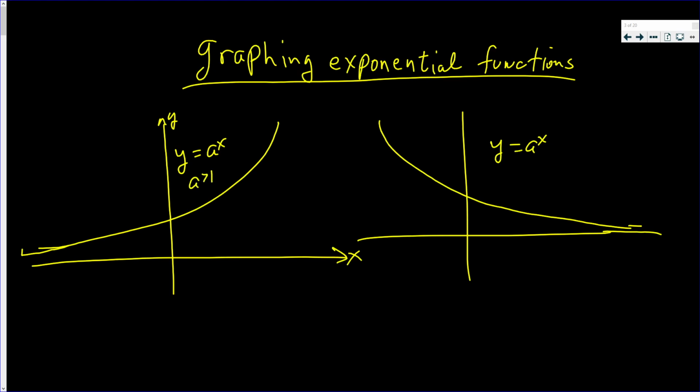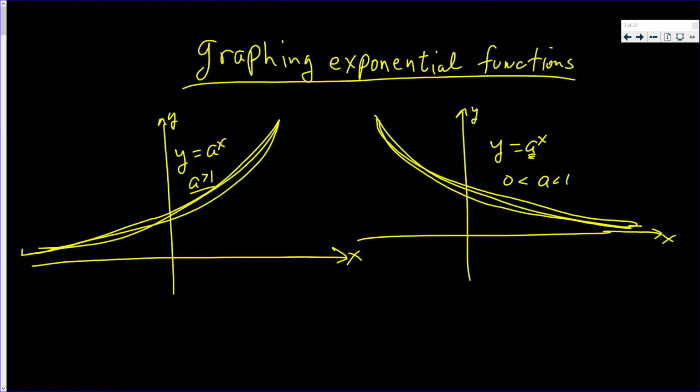If a is bigger than 1, it looks like this. If this number a is less than 1 but positive, it looks like this. It looks like one of these two graphs. And you don't even have to remember which is which, because that'll be obvious. We're going to plot these with 2 points, this point and that point.